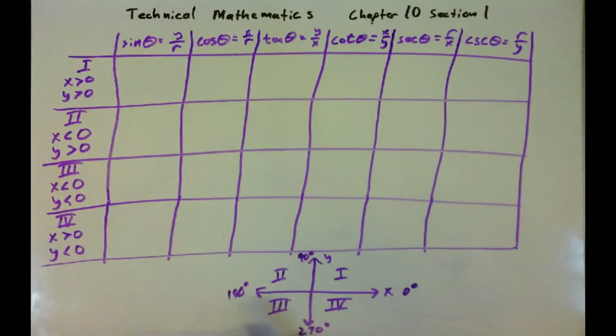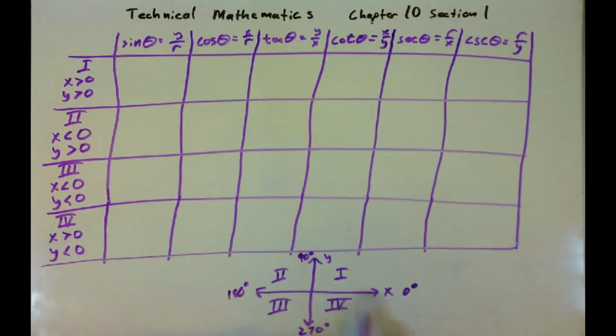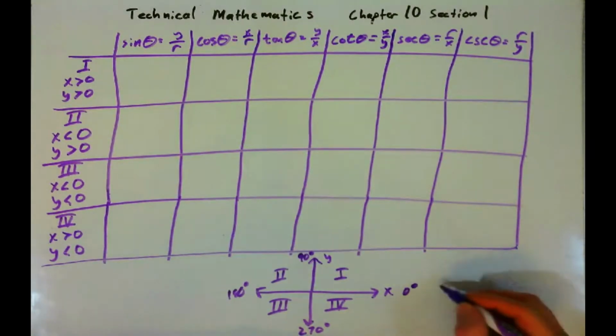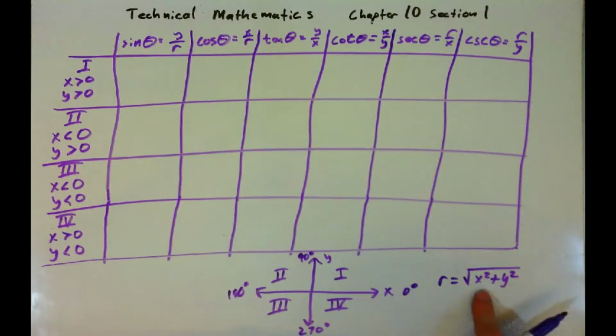In the third quadrant, x and y are both negative, so x and y are both less than 0. And in the fourth quadrant, x is positive, but y is negative. Now, we know that r is equal to the square root of x squared plus y squared, and anytime I square a number, even if the number is negative, this is why the parentheses are important, if I square a negative number, I get a positive number, and so the r value is always going to be positive.